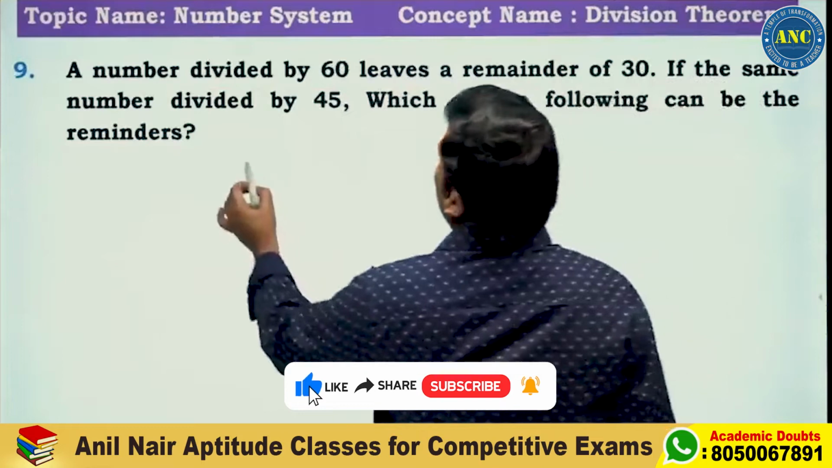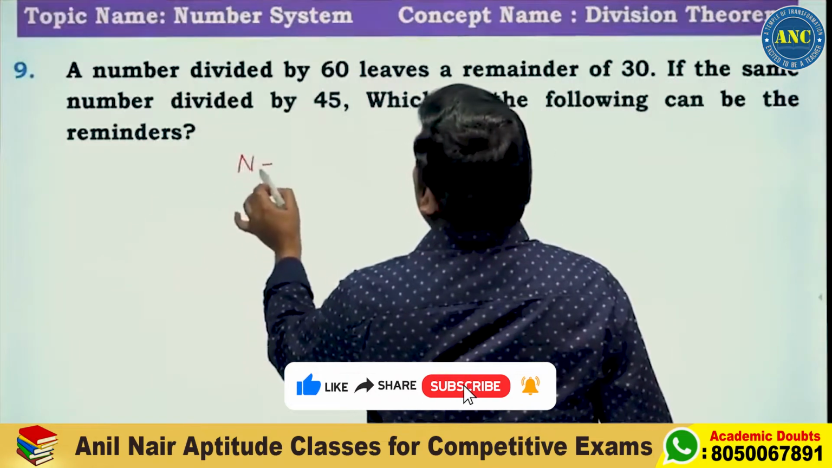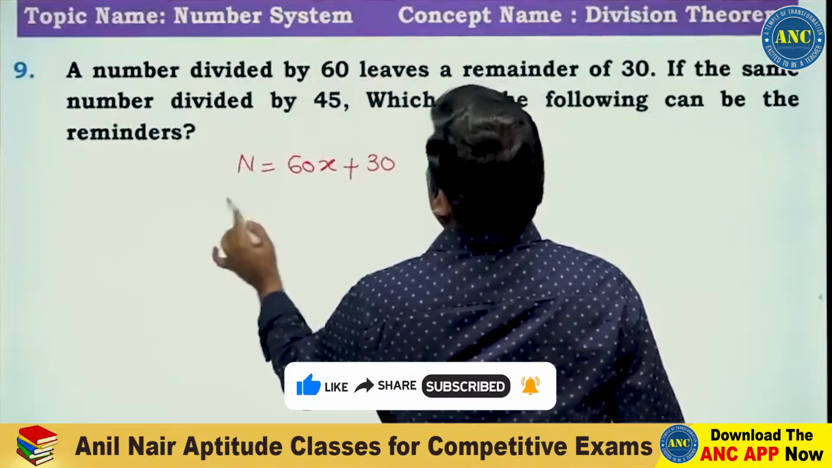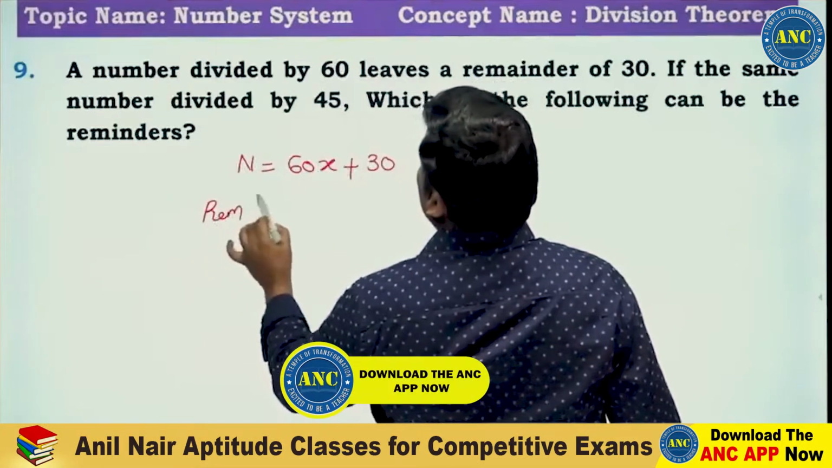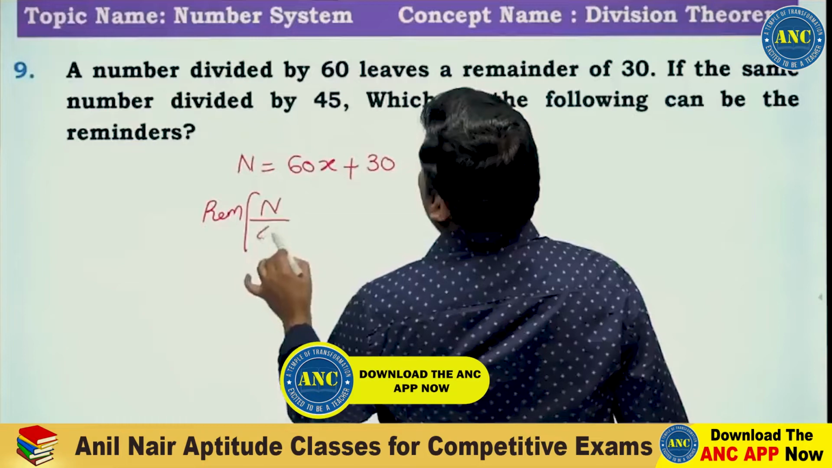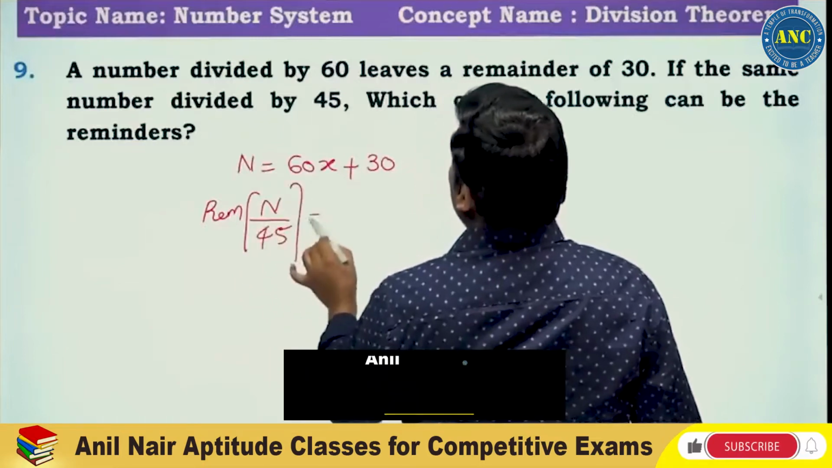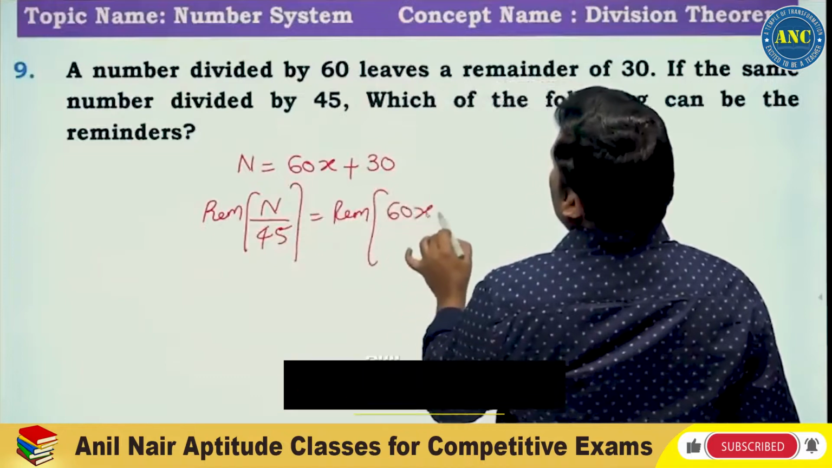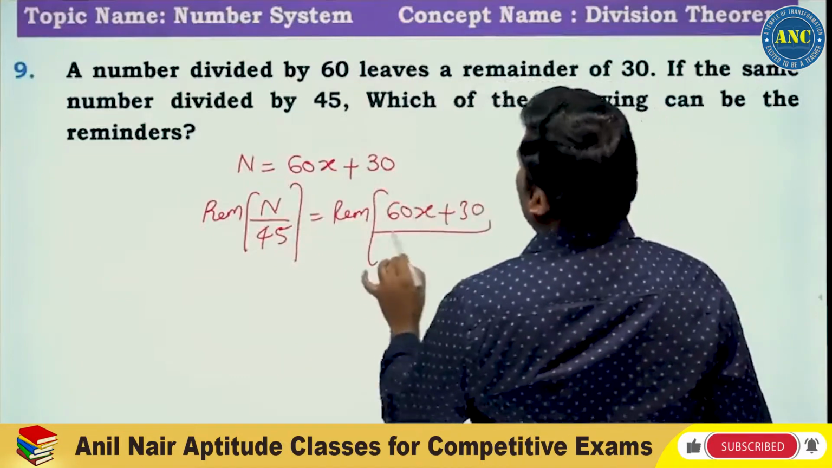A number when divided by 60 gives a remainder 30. What is the remainder when it is divided by 45? When it is divided by 45, directly, students, those who understood the logic can tell the answer orally.